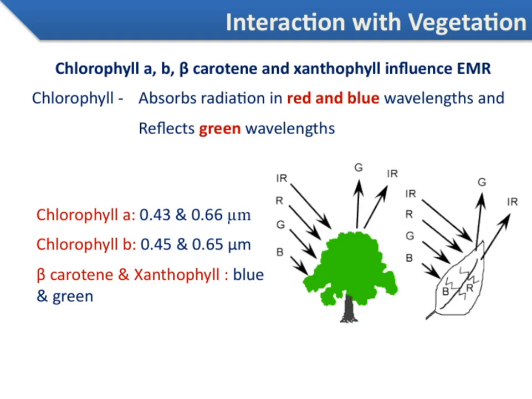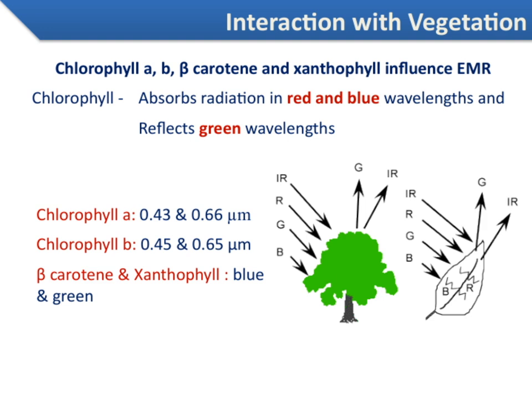Let's talk about the interaction between vegetation and electromagnetic radiation. First, we see that chlorophyll A absorbs light primarily in the 0.43 and 0.66 micrometer ranges. These correspond to the blue and red regions of the spectrum, which are crucial for photosynthesis. Chlorophyll B, on the other hand, absorbs slightly different wavelengths, around 0.45 and 0.65 micrometers, complementing chlorophyll A to maximize light absorption.